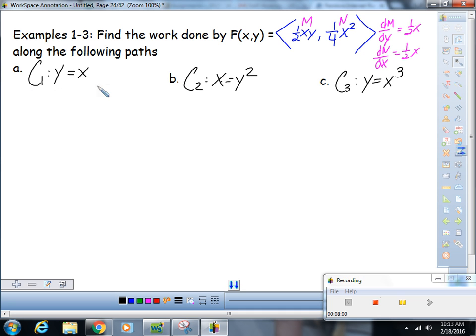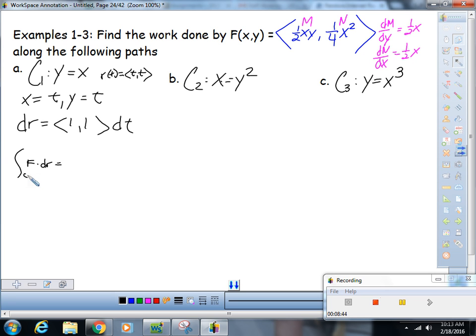Give me the parametric equation for this. It's the easy one. X equals? So y equals? So dr is 1, 1 dt. What that means is that r of t is t comma t. Okay? So the integral of f dot dr, the line integral, is the integral as t goes from what? 0 to 1, right?